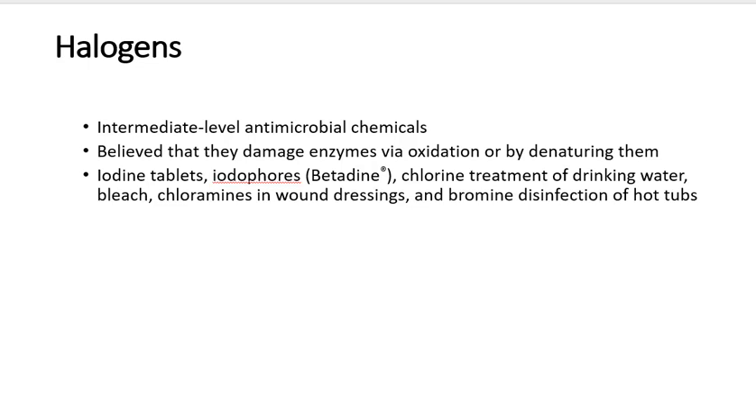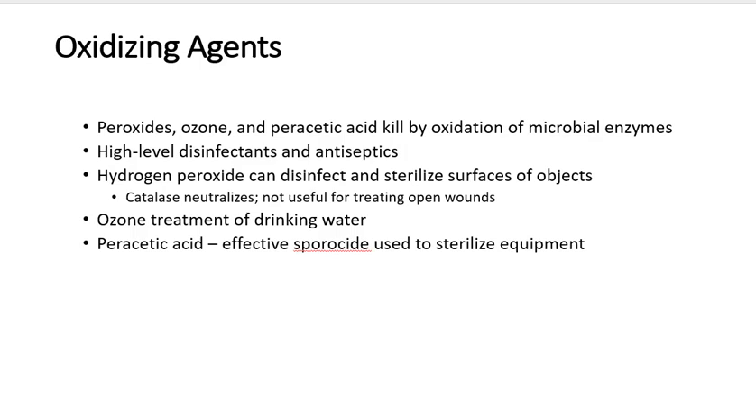You can use bromine to disinfect hot tubs. So these halogens are really good because nothing really interacts with them. Oxidizing agents will have O on the end of their chemical formula, but we have peroxides, ozone, and periodic acid, and they're going to oxidize the enzymes. They're just going to break these enzymes up. So this is a high-level disinfectant or antiseptic.